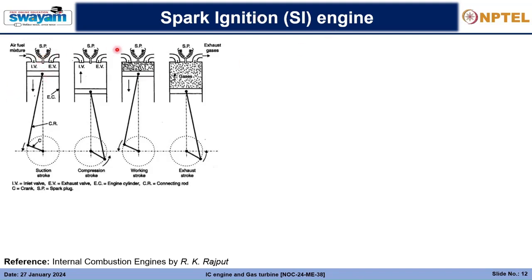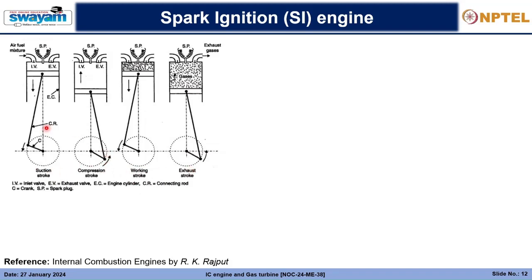And why spark ignition? Because there is a spark plug at the top, which is causing the ignition. That's why the combustible gases ignite, and accordingly it creates the power stroke or the working stroke. So this is quite important, the working stroke or the power stroke. And we will learn about these strokes.